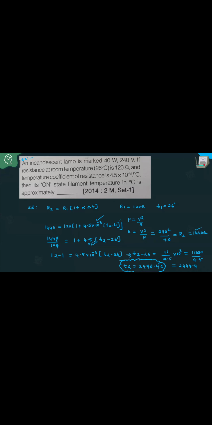This is a 2 marks question. See, don't neglect any concept, whatever I'm explaining. From any concept, you can expect questions. Don't think, sir, these formulas are not important for the GATE exam. See, this is a GATE exam question, a 2 marks question. So T2 equals 2470.4 degrees centigrade. Yes, friends.